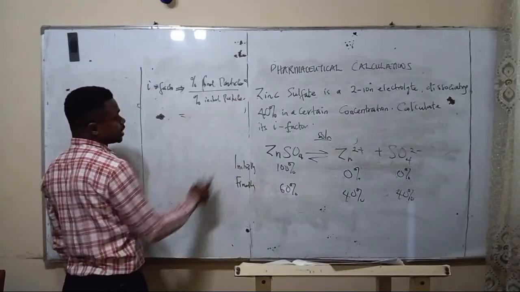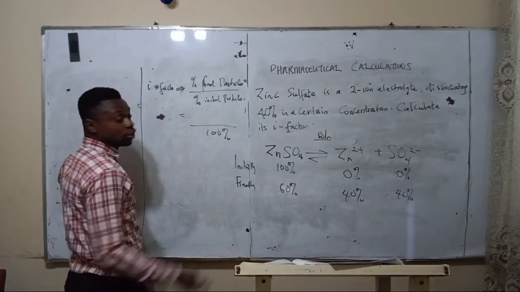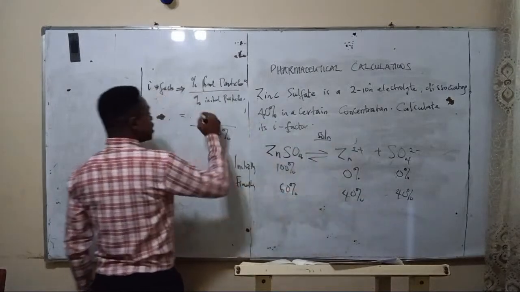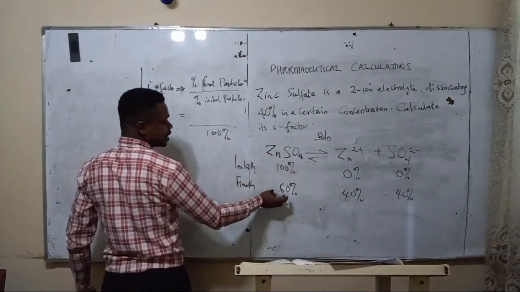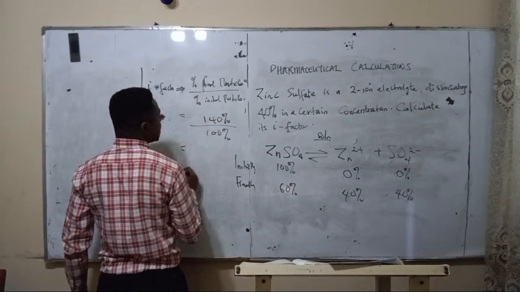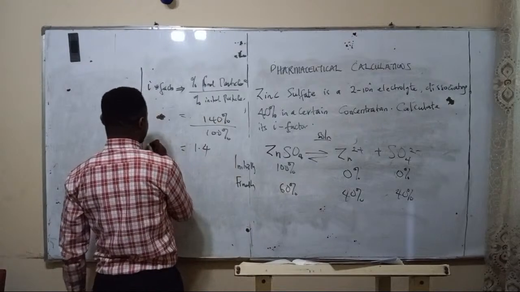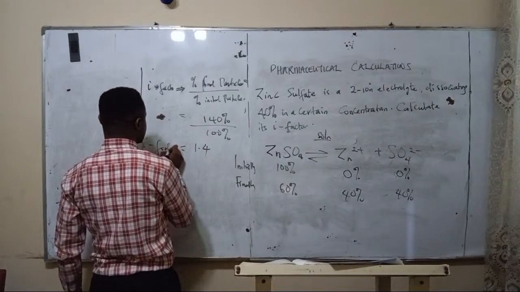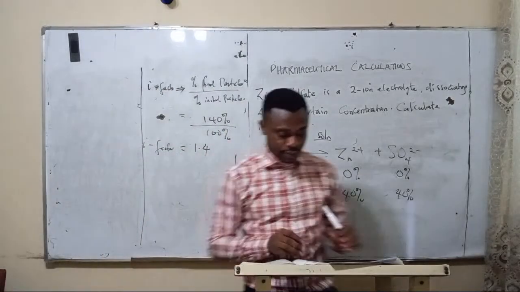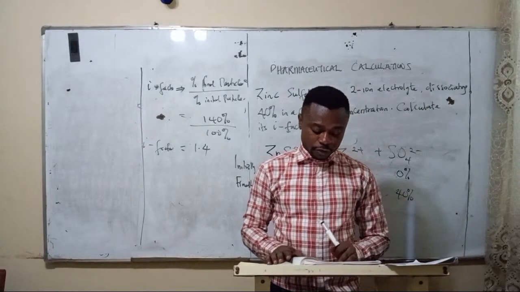Initially, what was here is 100%. But after dissociation, what will remain is 60% plus 40 plus 40, which is 140%. So if you divide through, you have 1.4. So the I factor of zinc sulfate is 1.4.